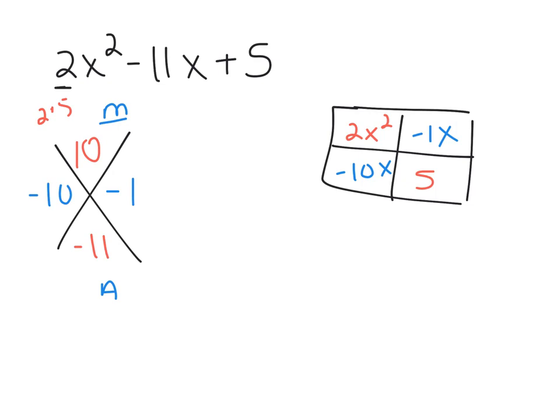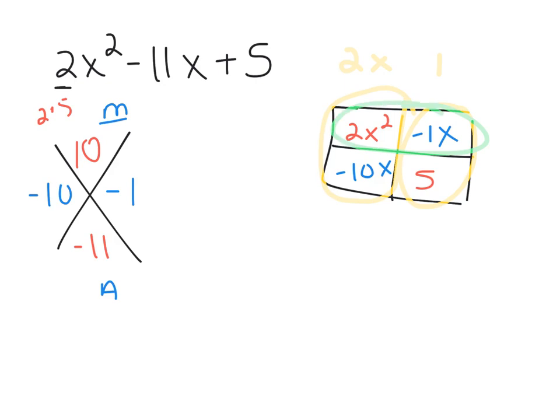So then let's take a look at these right here. So we have 2 and negative 10. Common factor is 2. X squared and x, your common factor is x. Negative 1 and 5, your common factor is 1.